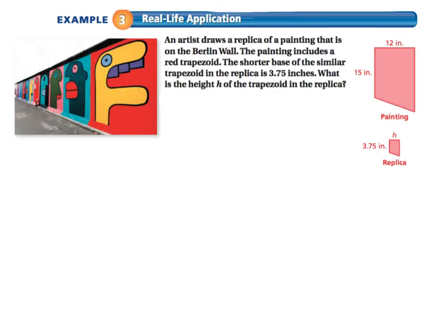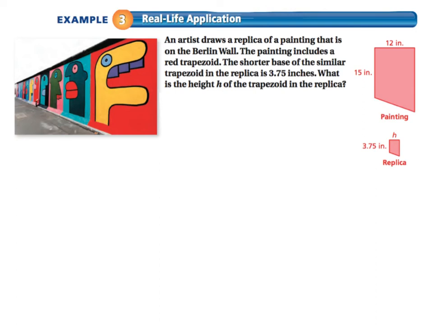And in our last example, we have a real-life application. An artist draws a replica of a painting that is on the Berlin Wall. The painting includes a red trapezoid. The shorter base of the similar trapezoid in the replica is 3 3/4 inches. What is the height h of the trapezoid in the replica?